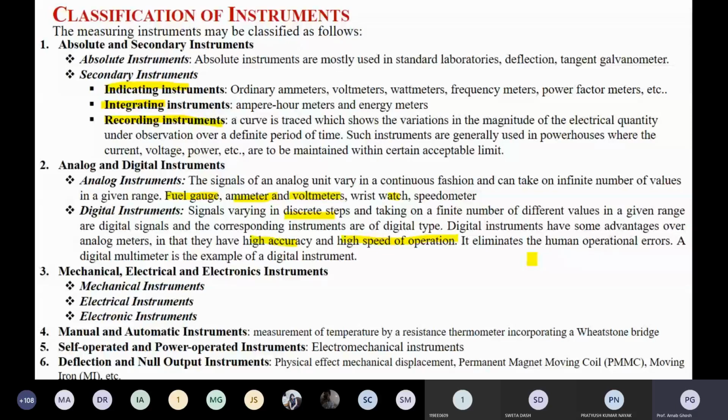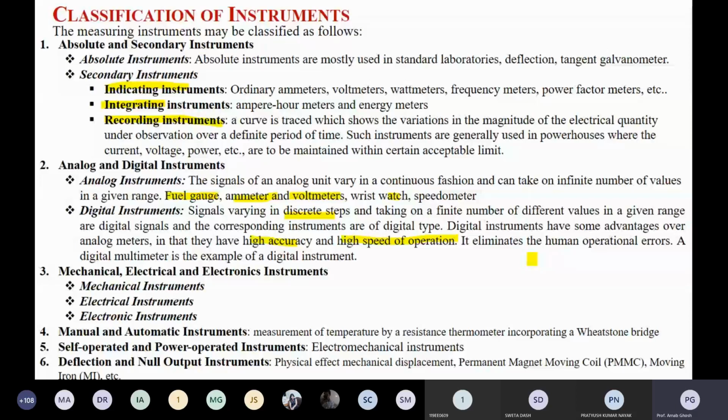Because mechanically, if you are going to measure anything, there is some problem in all cases, maybe the aging effect, maybe the moisture effect, because metals are used. If moisture is there, definitely some issues will arise. So there are some advantages as well as some disadvantages in mechanical instruments.